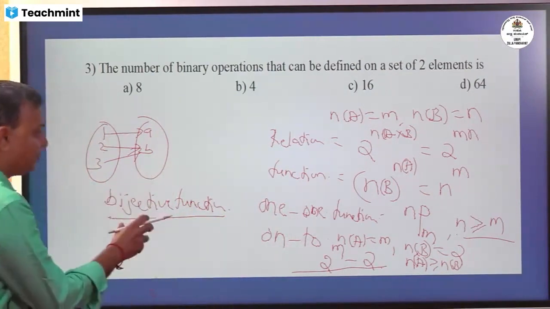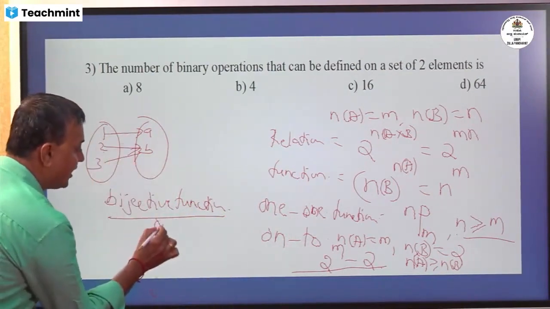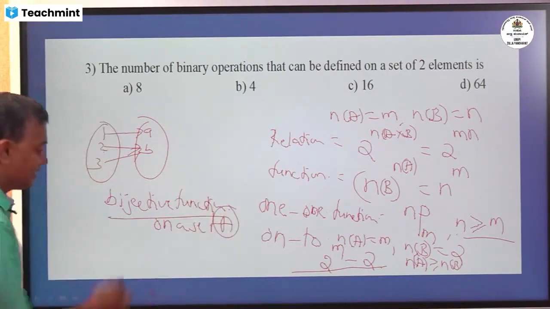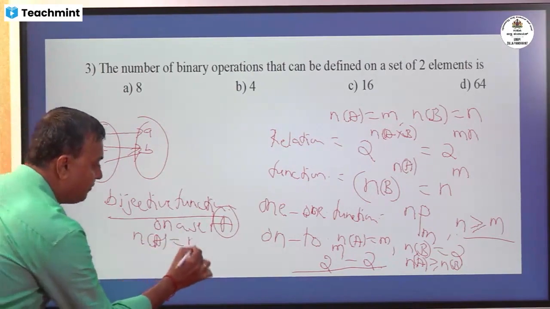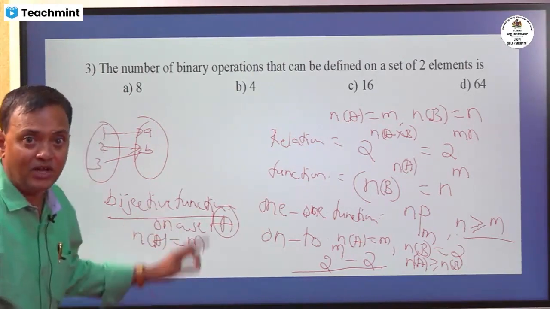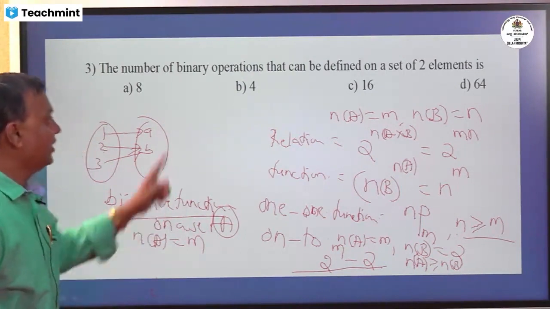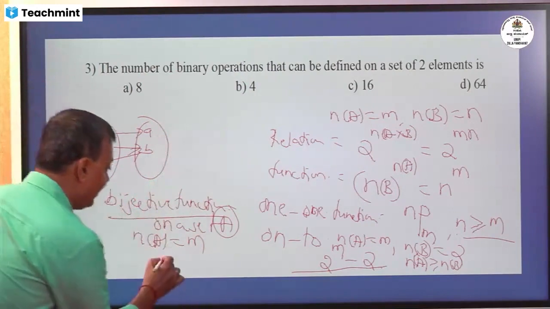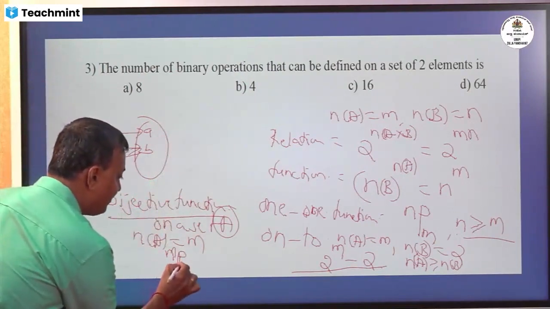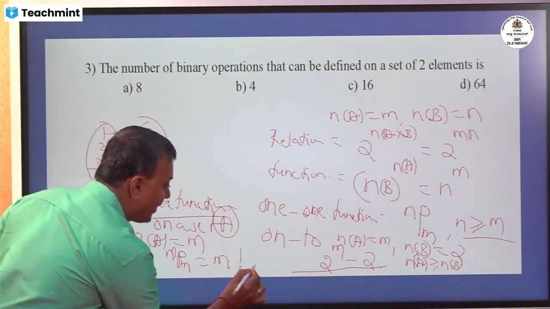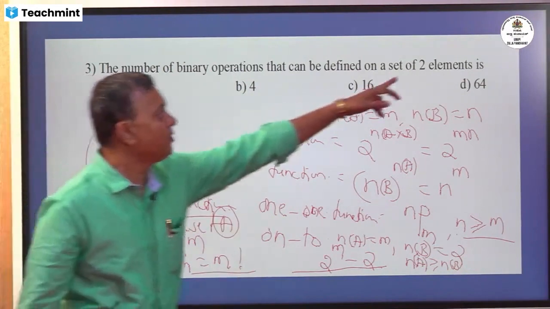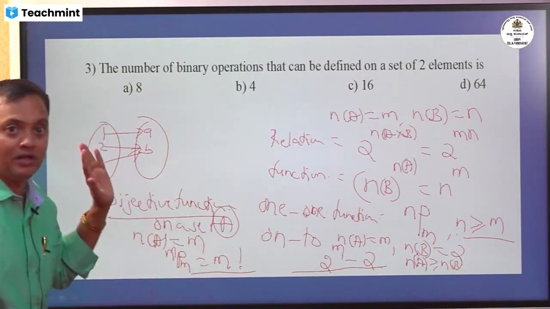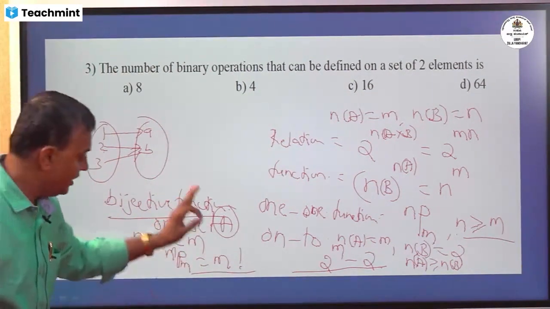So for a bijective function, on a set A with m elements, it should be both 1 and onto. The number of 1 functions possible equals the number of bijective functions, that is nPm, nothing but m factorial. So in this problem, if 2 elements, bijective functions are 2 factorial, if 3 elements, bijective functions are 3 factorial.